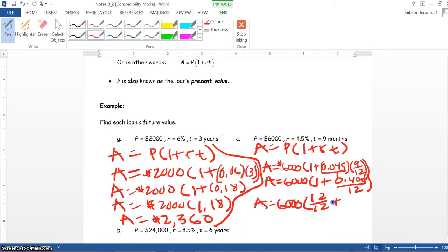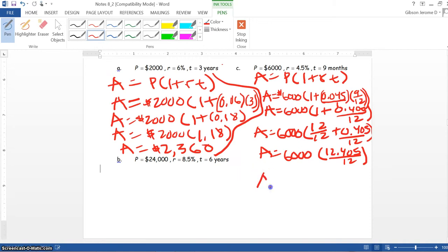So this would be 12 over 12 plus 0.405 all over 12. Now we have the same denominator, so we can add them. So we have 6,000 times 12.405 all divided by 12.